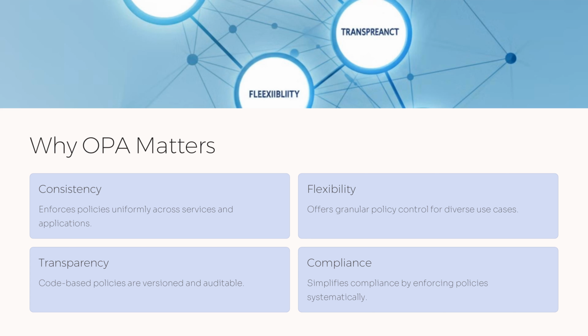In this slide, we're discussing why the Open Policy Agent, OPA, is significant for modern systems. One of the key reasons is consistency. OPA enforces policies uniformly across various services and applications, ensuring reliable governance. Its flexibility allows for granular control over policy application, catering to a wide range of use cases. OPA also brings transparency to the policy management process, with code-based policies that are both versioned and auditable, enhancing accountability. From a compliance perspective, OPA simplifies the enforcement of regulations by applying policies in a systematic manner. These benefits make OPA an essential component for managing policies effectively across an organization's technology stack.